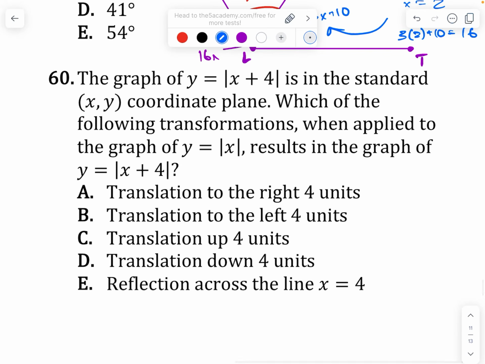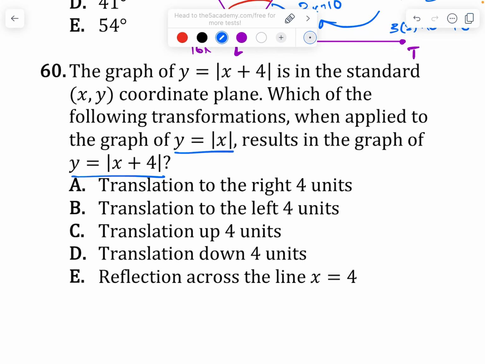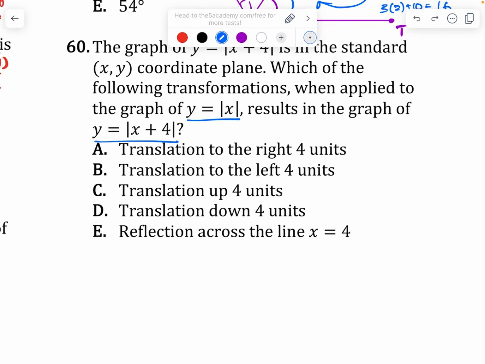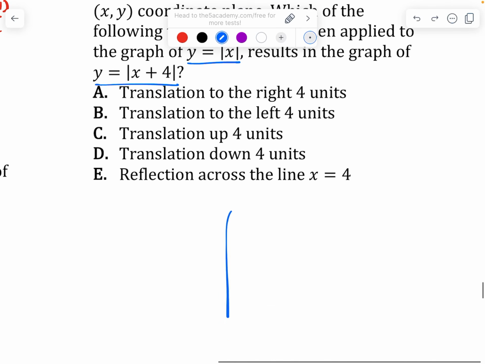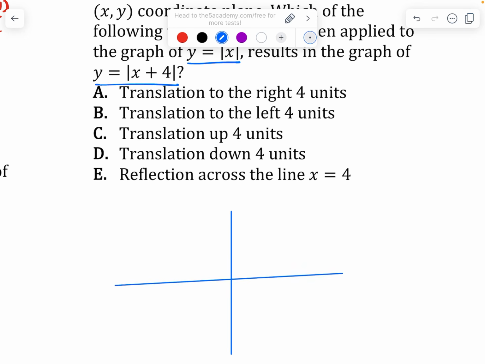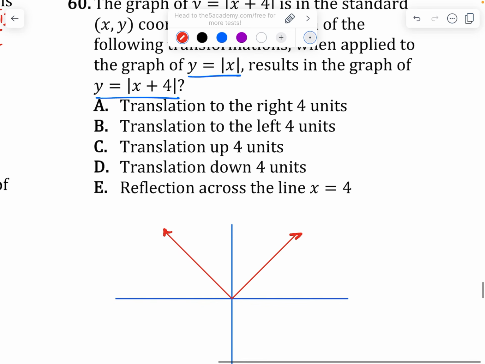The graph of this is in the standard XY coordinate plane. Which of the following transformations, when applied to the graph of this, results in the graph of this? So what I would just do, plug it into your graphing calculator. I'll just tell you now, the absolute value of x is going to look like that. And then y equals absolute value of x plus 4 is just going to be the same thing, just over here.